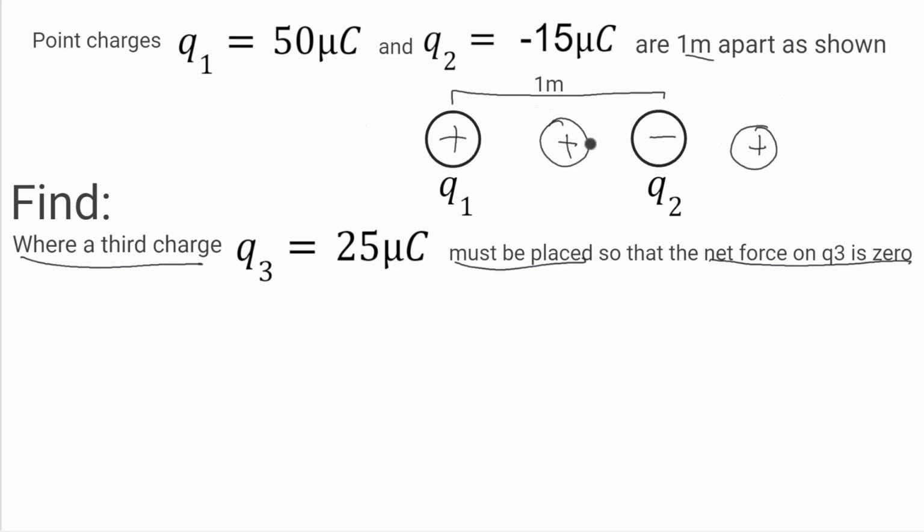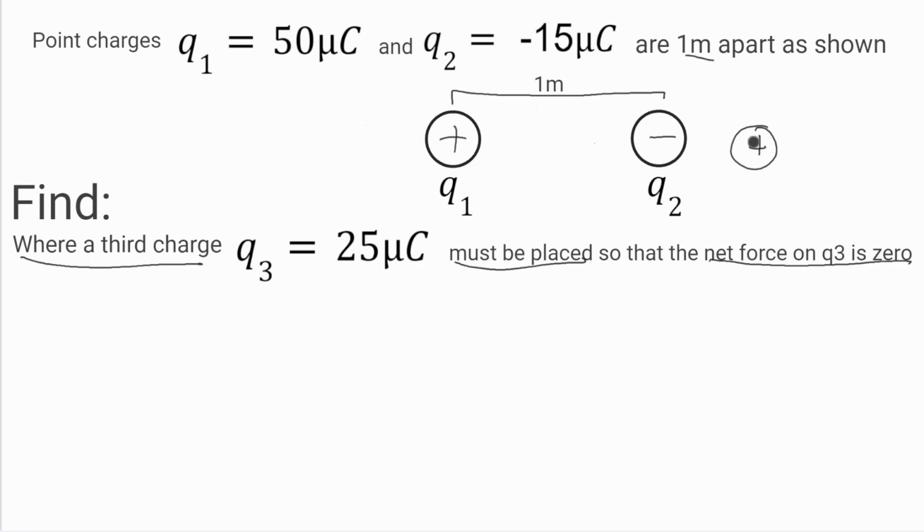So now let's look at what happens in the middle here. Well, Q1 is positive and Q3 is positive, so it'll get repelled to the right, and Q2 is negative, so it'll get attracted to the right. Now, since both of these forces are in the same direction, there is no chance that they're ever going to cancel out because they're not opposing each other. So they can't be in the middle, so Q3 must be on the right.